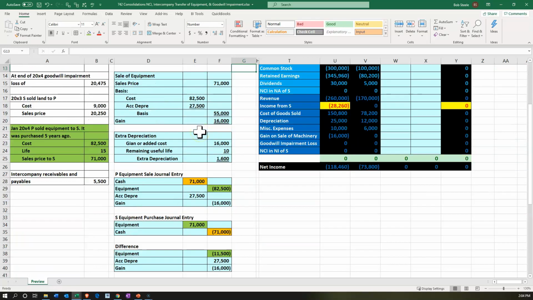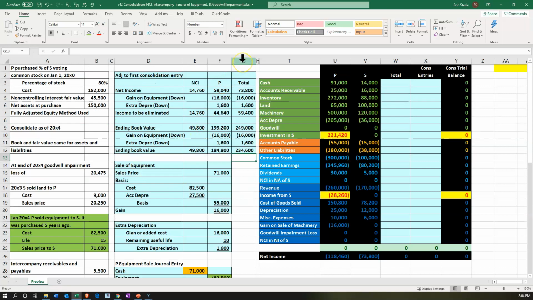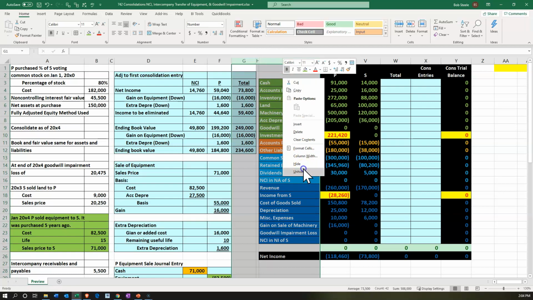Okay, now we're going to unhide some cells up top. I'm going to put my cursor on G and highlight over to T. From G, left click to T. Let go, right click the selected area, and unhide.